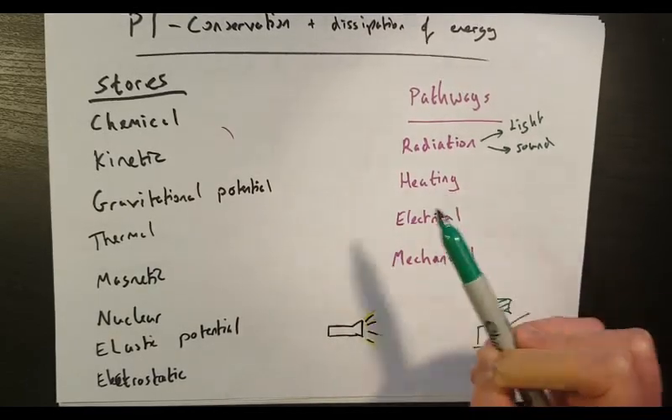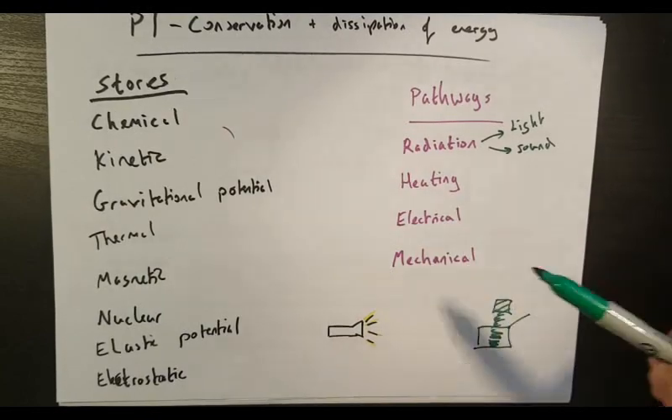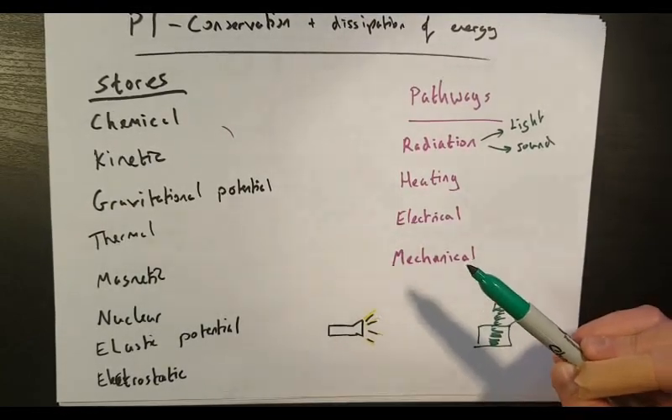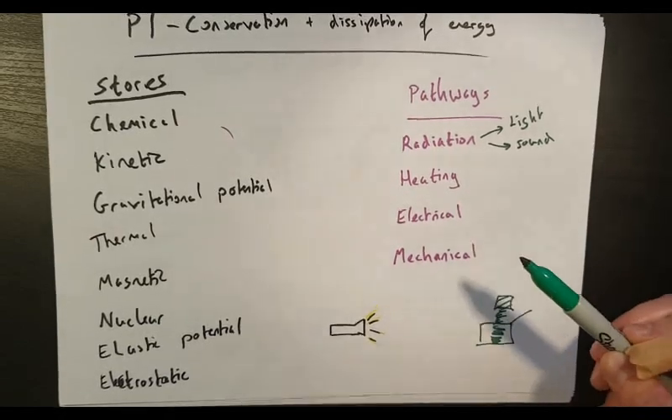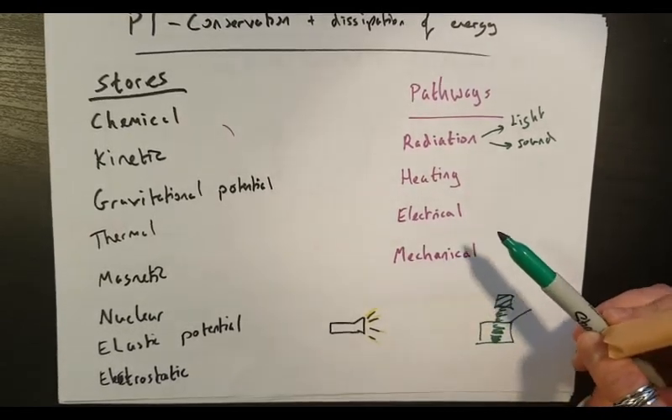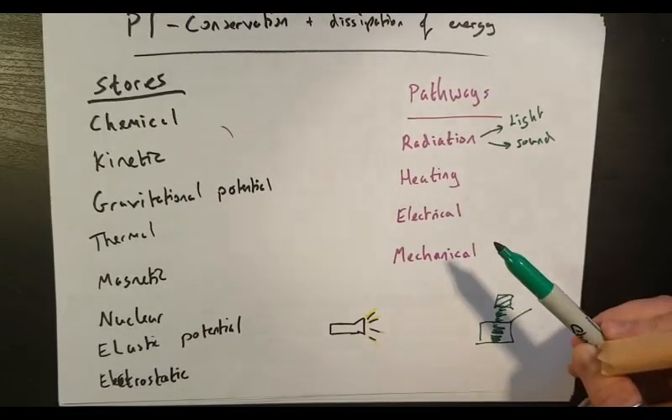Heating is when there's a temperature difference between objects and you are heating something up. You are transferring energy to that object. It is a different temperature to its surroundings, for example. Electrical, so energy transferred through electrical. You don't say electricity, you have to use the word electrical energy.